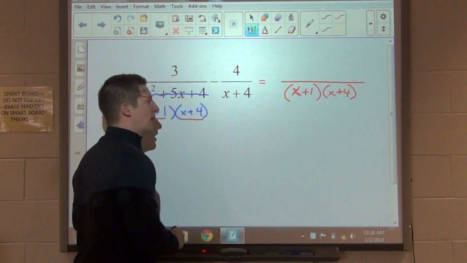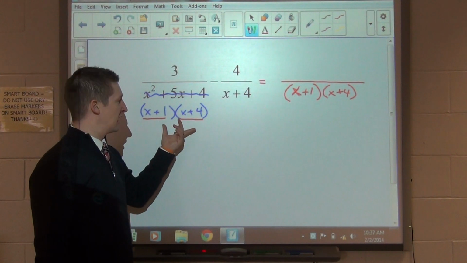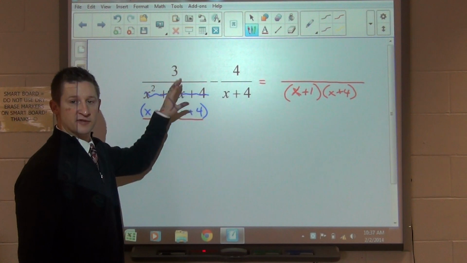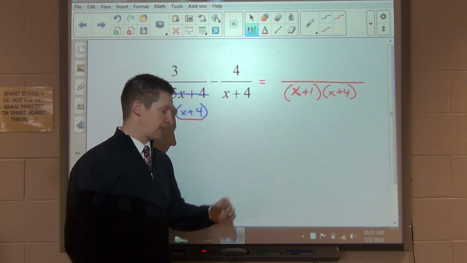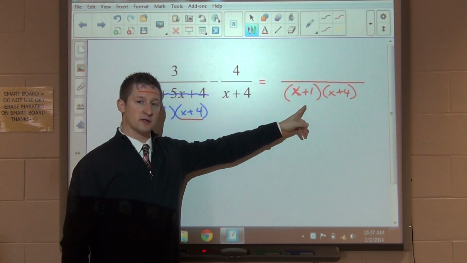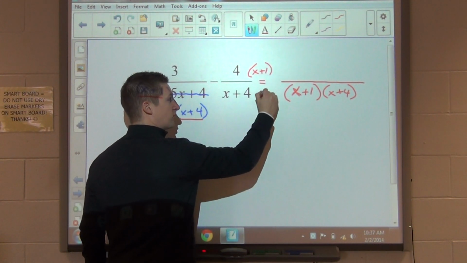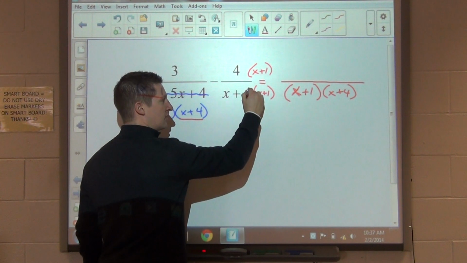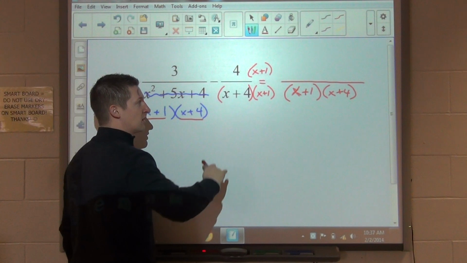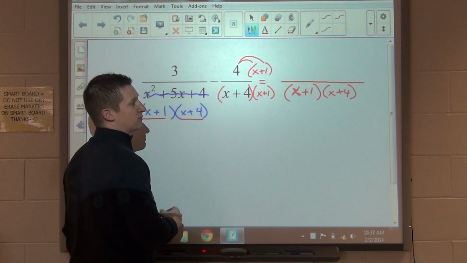So now I have to think about how do I change each of these fractions so that it has that for a denominator. Well, the one on the left already has that denominator and simply needs to stay as 3 for our numerator. So I'm not going to touch this, I'll just leave it as a 3. The expression on the right has x plus 4 for a factor already. It's missing, however, the factor x plus 1. That being the case, we'll multiply both numerator and denominator by x plus 1. My denominator has the two factors that I need. It's all set. My numerator, I will distribute the 4, and that will give me 4x plus 4.